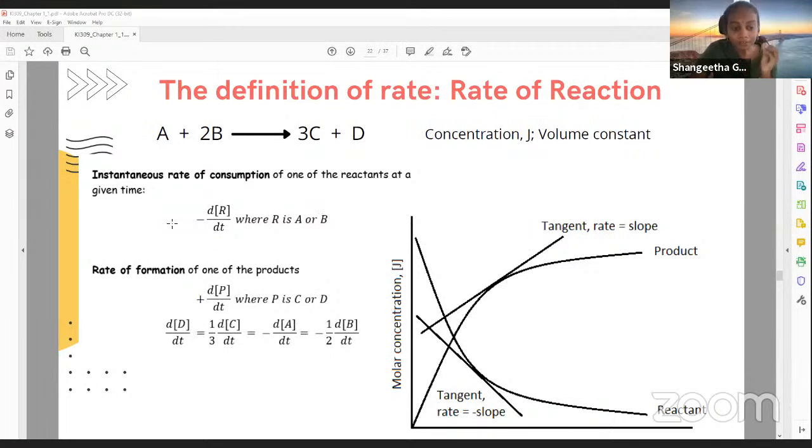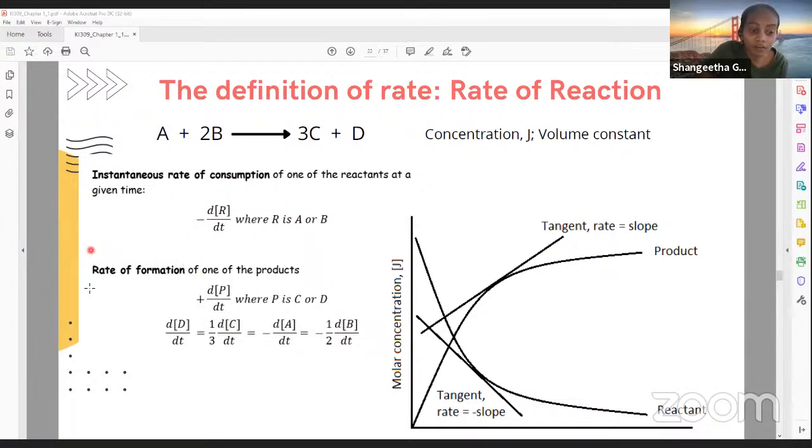Now, if you were to write your instantaneous rate, let's say the instantaneous rate of consumption of the reactant, if you're only talking about the consumption of your reactant, let's say A, it is negative dR over dt, where R is A or B. That is the instantaneous rate of consumption.